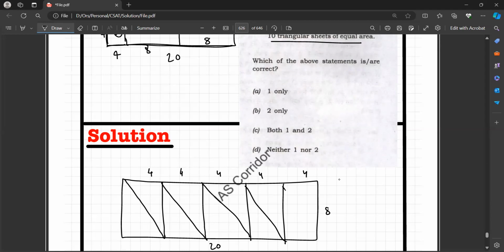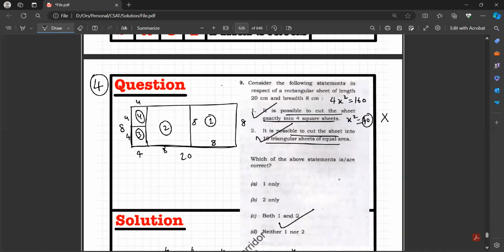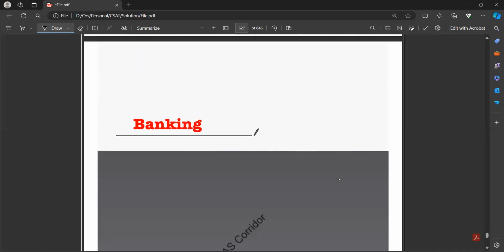सारे इक्वल एरिया हो गए. Base is 4, the height is 8. How many triangles? 10 triangles. Is it clear? Of equal area. So this is also correct. So the answer will be both 1 and 2. Got it? Coming to question number 5.